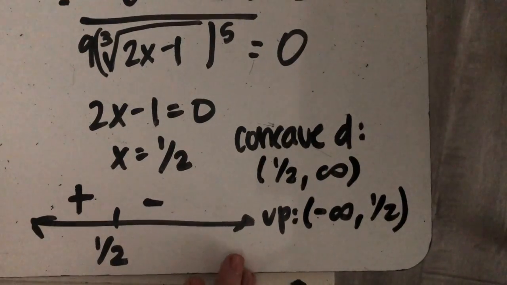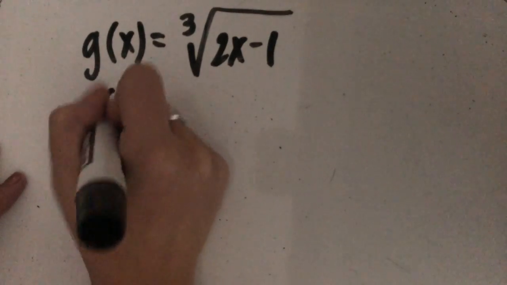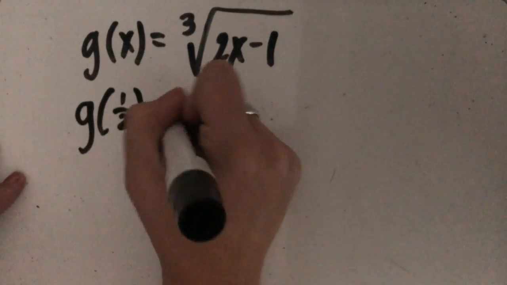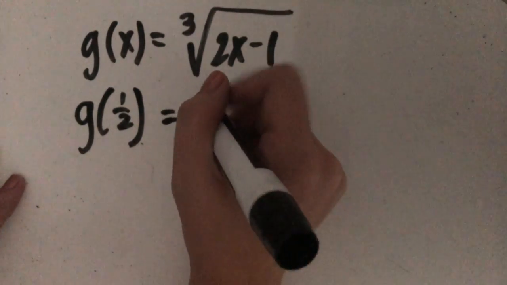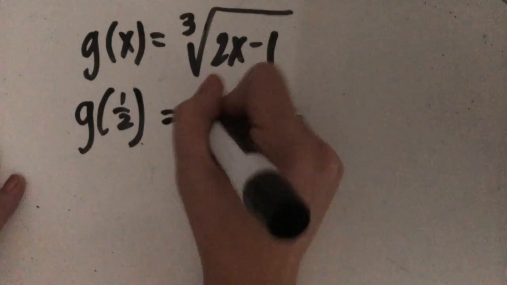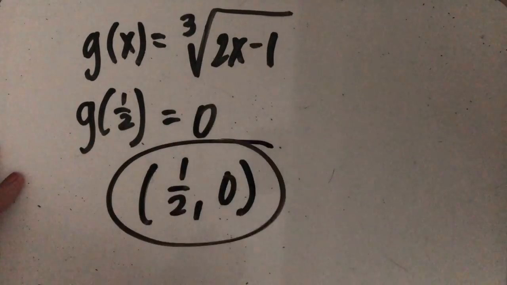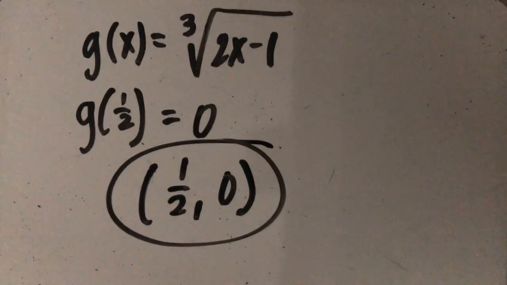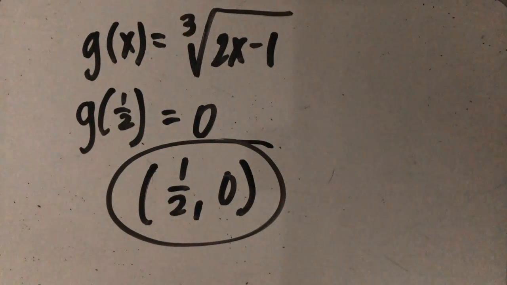And now I need to plug it back into the original. So going back to my original here, I want to plug in 1/2, and I would get 0, right? That would make 0 there. So my point of inflection must be at 1/2 comma 0. So again, remember when we find our points of inflection, we plug it back into the original to find that y value, not into the derivative.